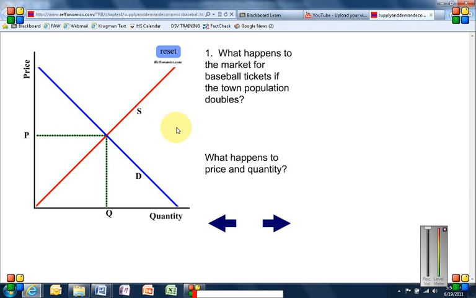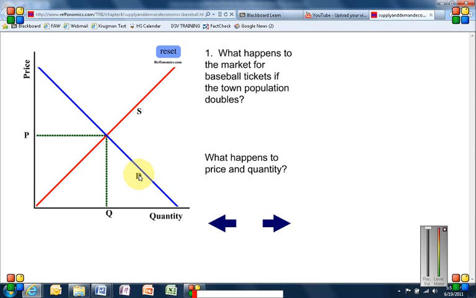What about number 1? What happens to the market for baseball tickets if the town population doubles? Well, ask yourself, which curve is going to change? I think it's probably most reasonable to say the demand curve. The demanders are what are changing here. The demand curve is going to be changing.